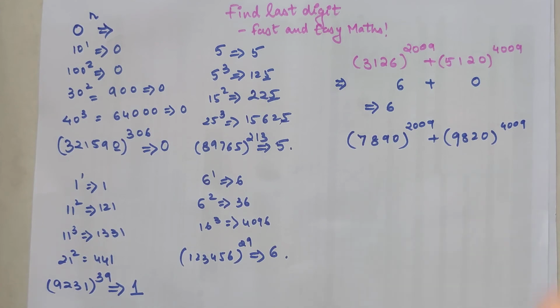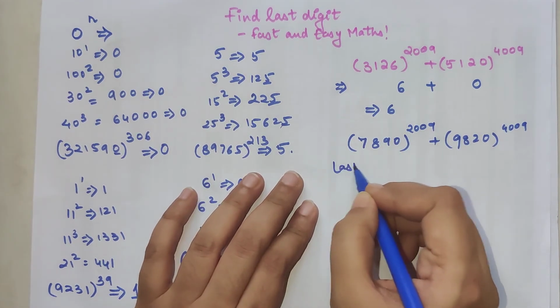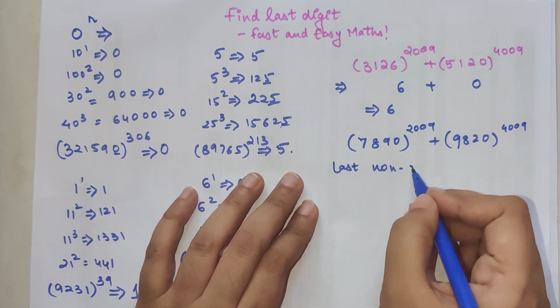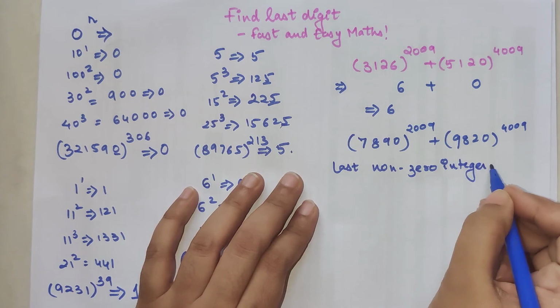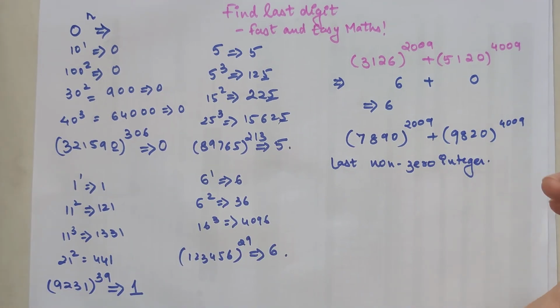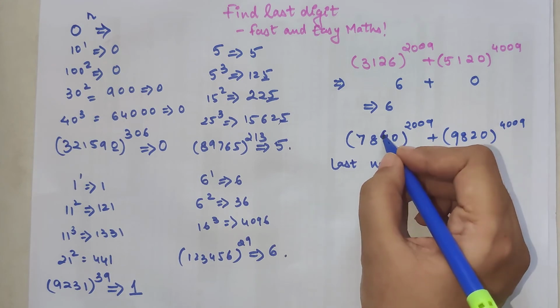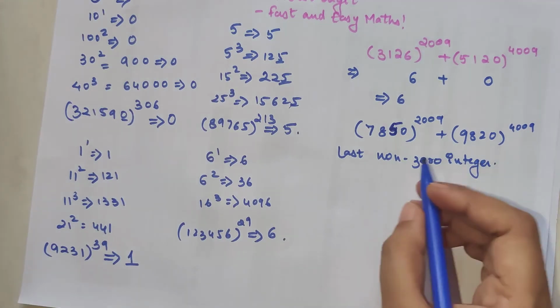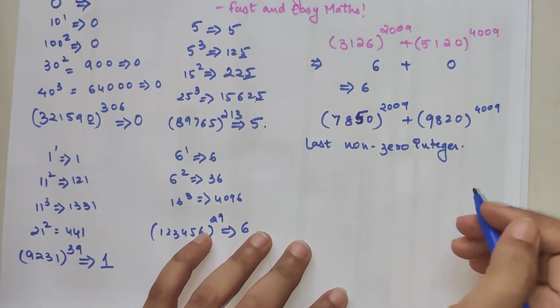But here, if the question was changed and instead of finding the last digit, if they had told you to find the last non-zero integer, then in that case what would that be? Okay, so one second, this was 6, this was 5, sorry. Okay, so now in that case what would your answer be?